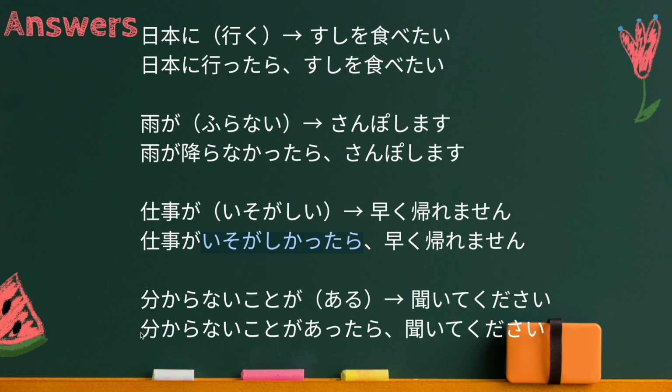Last one. わからないことがあったら聞いてください。If there is something you don't understand, please ask me. あった. This is the past plain form, ta form. So use this ta form and then add ra.